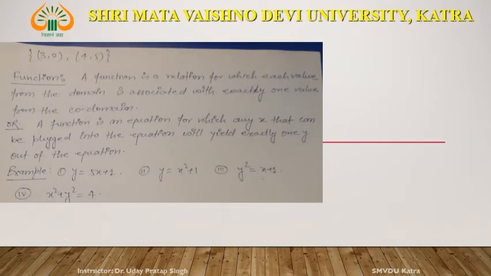Whether (3, 0) and (4, 5) are related? Yes, they are related to each other.